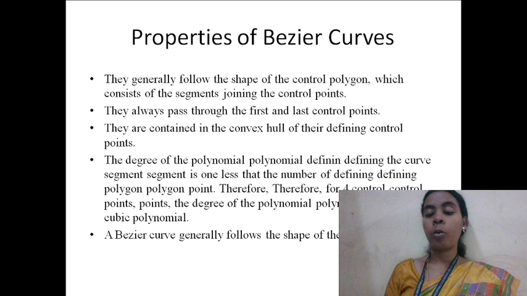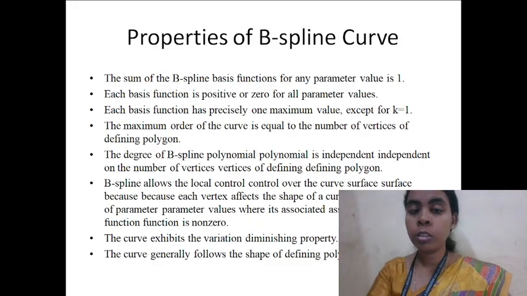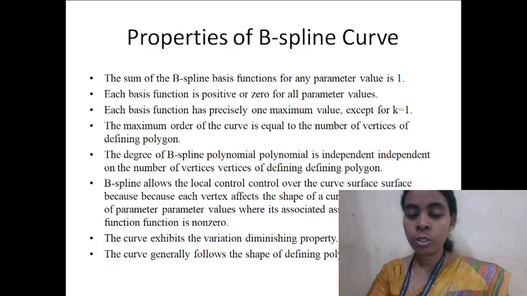Next one is the B-spline curve. A B-spline curve is also like a Bezier curve. In the Bezier curve, if any point changes, the entire curve will change. Therefore, it is called global control. In the B-spline curve, if any point changes, only that part of the curve changes. It does not affect other parts of the curve. So it is called local control.